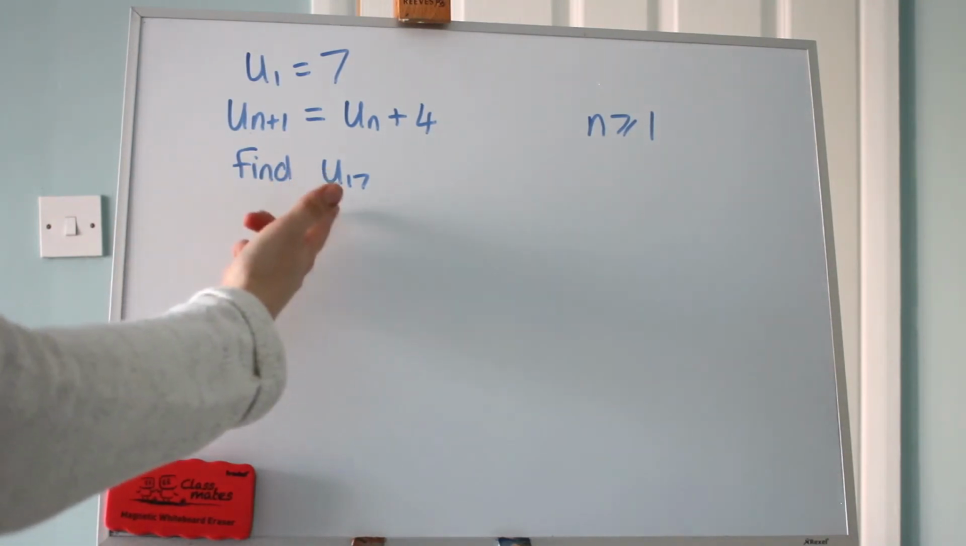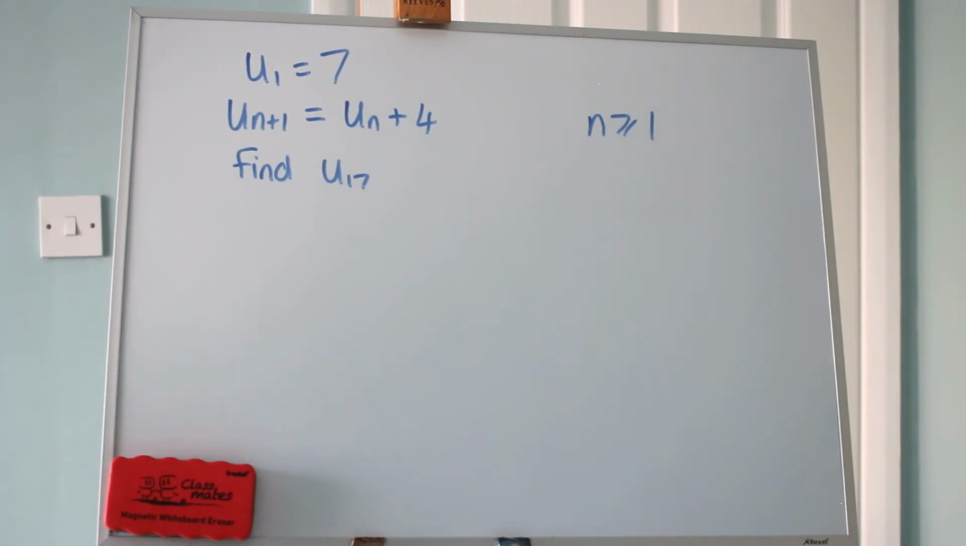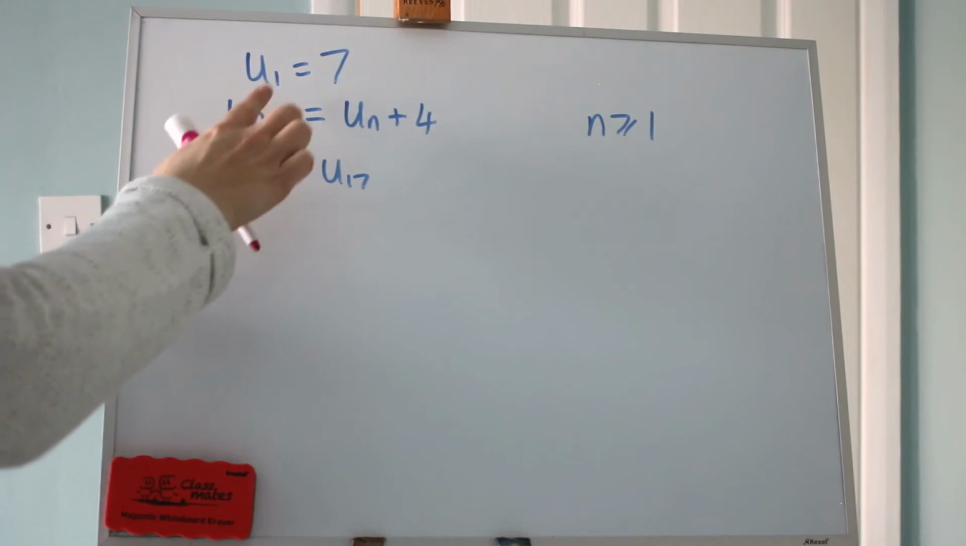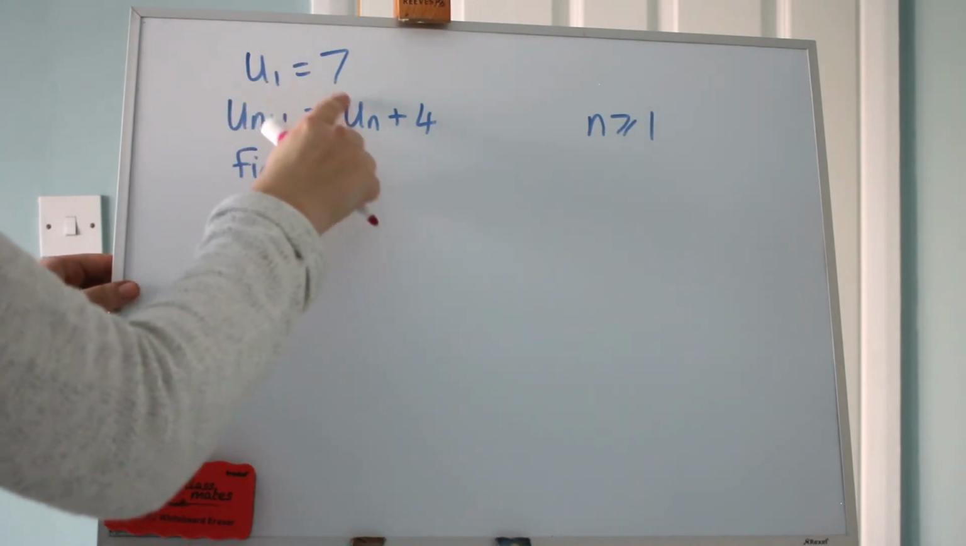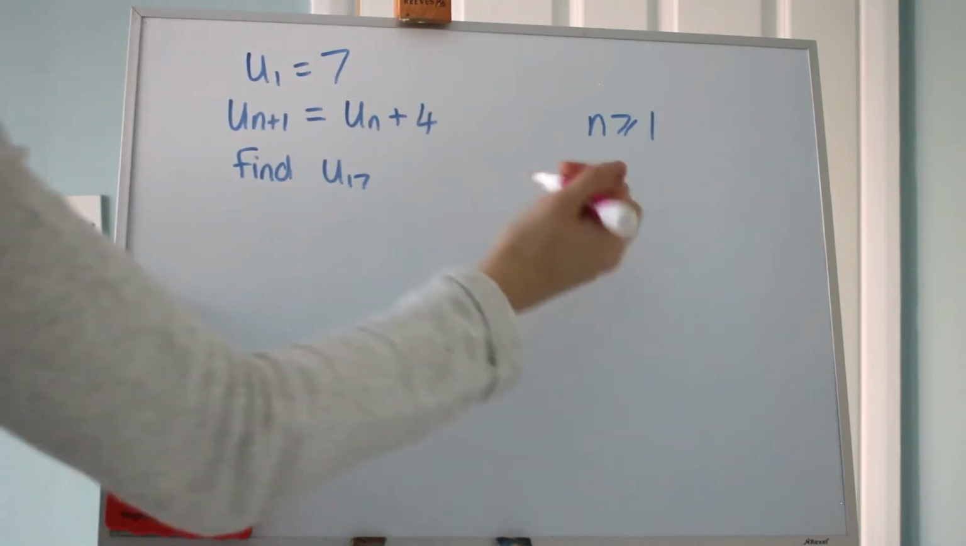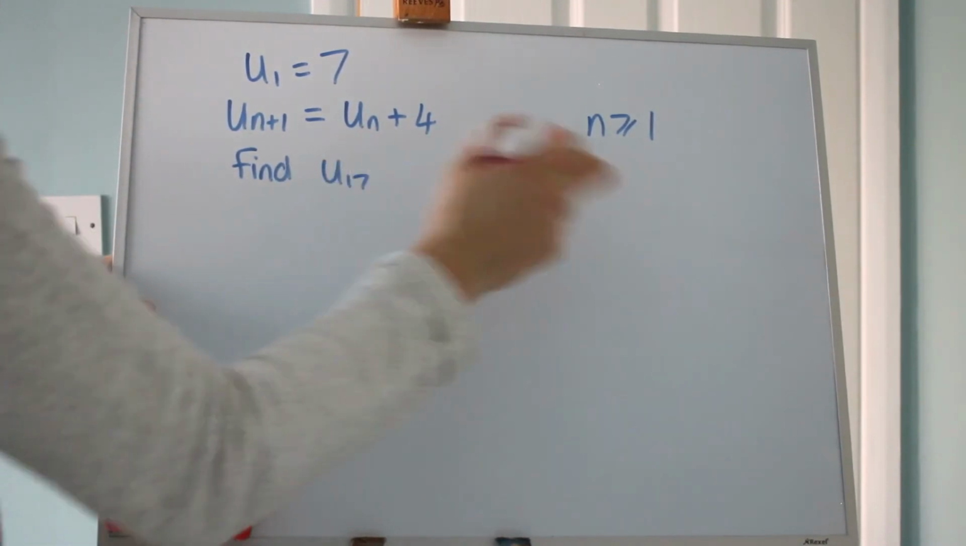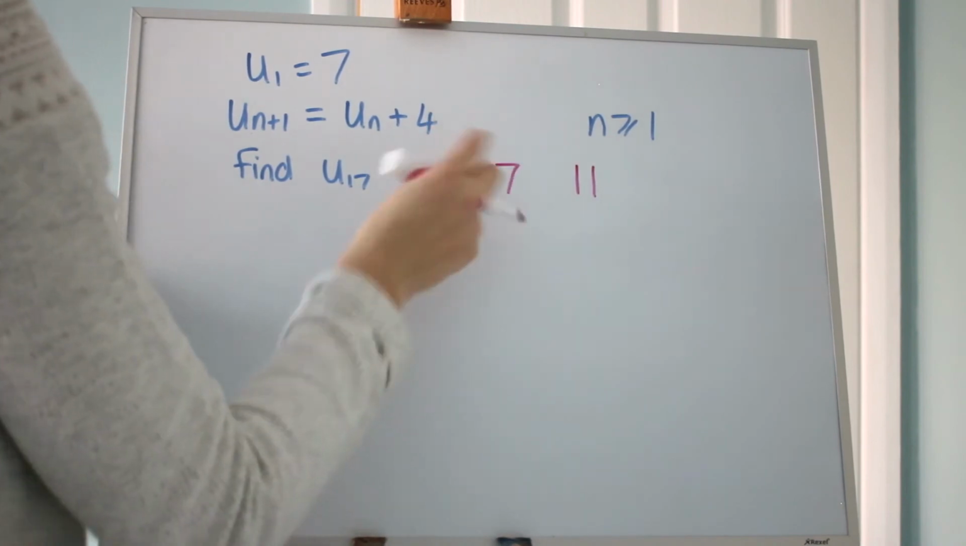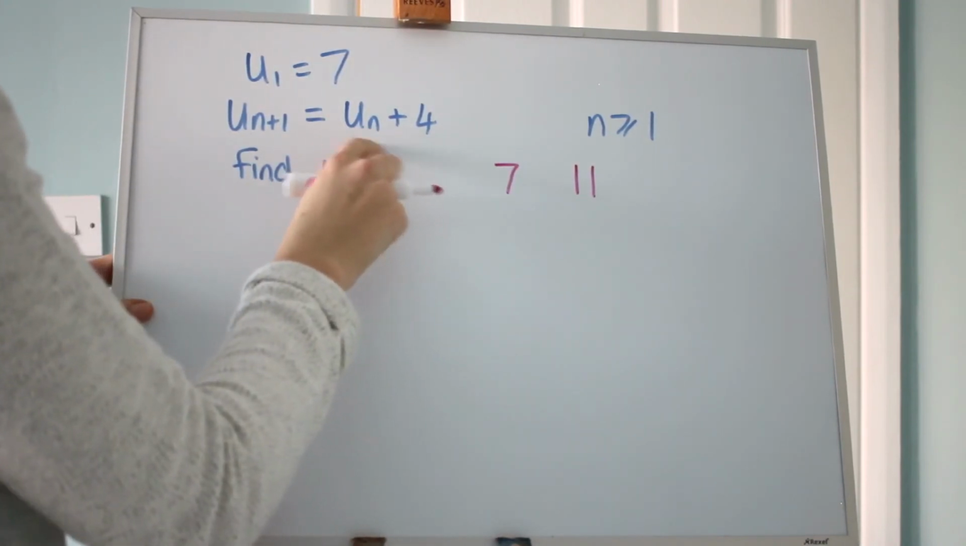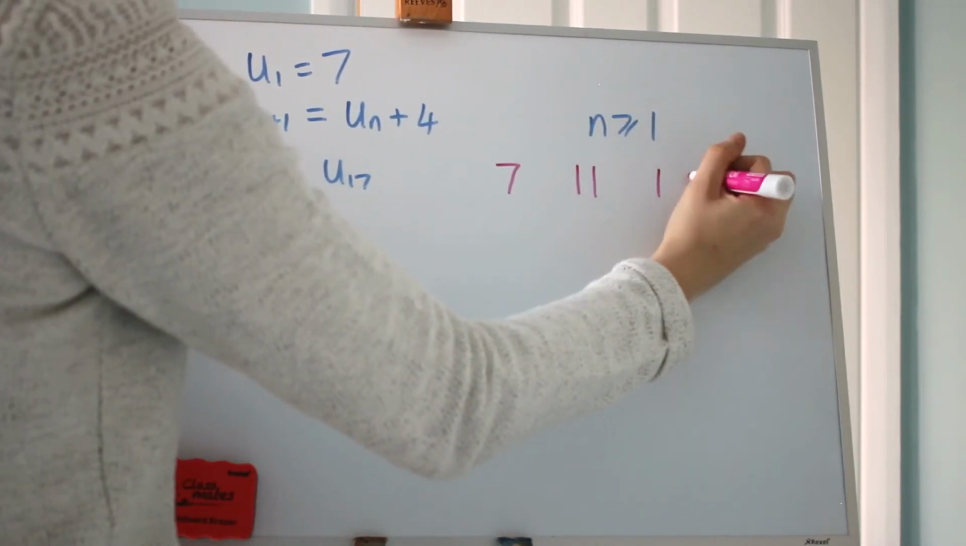So we're asked to find the 17th term. So the best thing to do is to pick it apart as an arithmetic sequence, treat it like that, and use that expression for the 17th term. So it might help if you just generate some numbers. The first term is 7, the second term will be the first term plus 4, so that's 11, and the third term will be that 11 plus 4 again, which is 15.